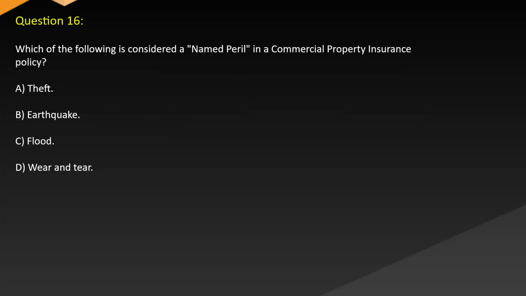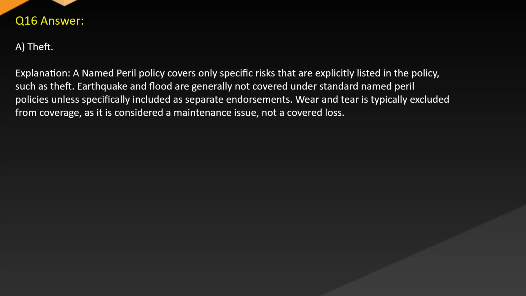Question 16. Which of the following is considered a named peril in a commercial property insurance policy? A. Theft. B. Earthquake. C. Flood. D. Wear and tear. Answer A. Theft. Explanation: a named peril policy covers only specific risks that are explicitly listed in the policy, such as theft. Earthquake and flood are generally not covered under standard named peril policies unless specifically included as separate endorsements. Wear and tear is typically excluded from coverage as it is considered a maintenance issue, not a covered loss.